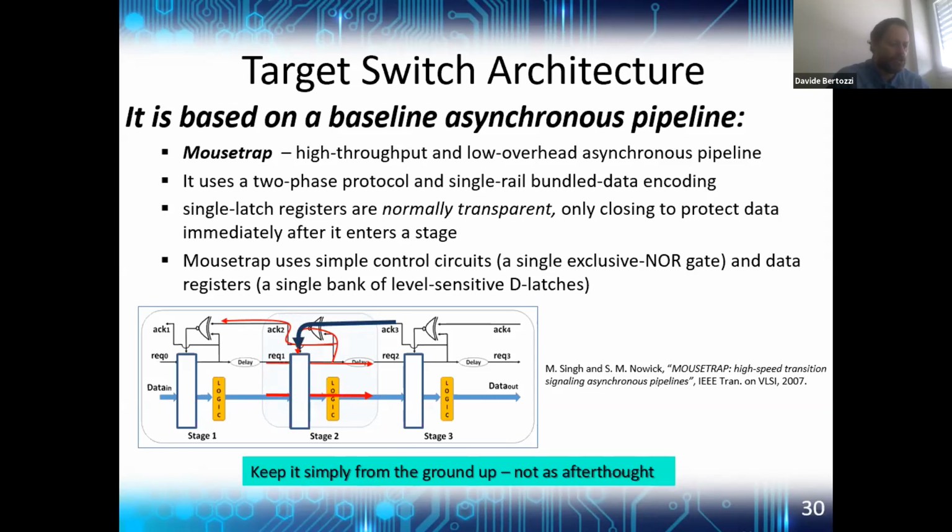Therefore, it is a capture and pass protocol. Pipeline stages only close to protect data immediately after it enters a stage. And once data enters the next stage, the current register is actually reopened.